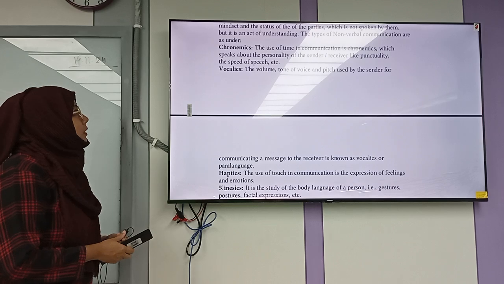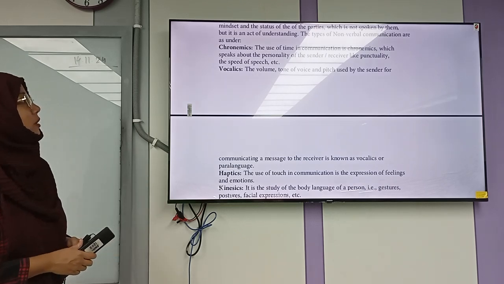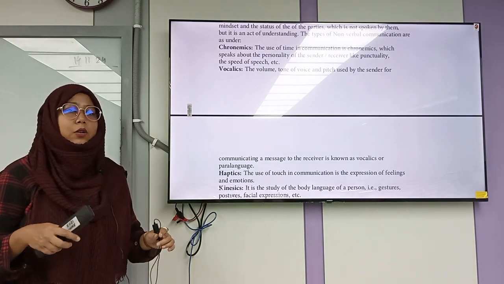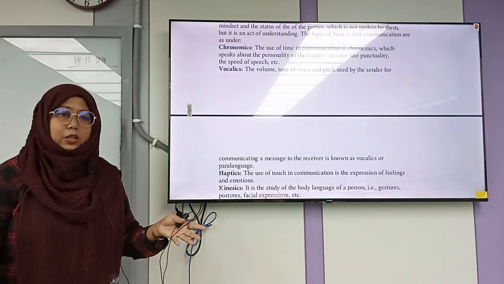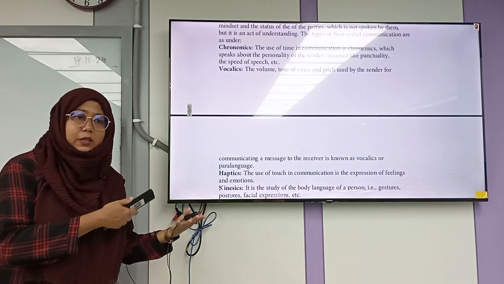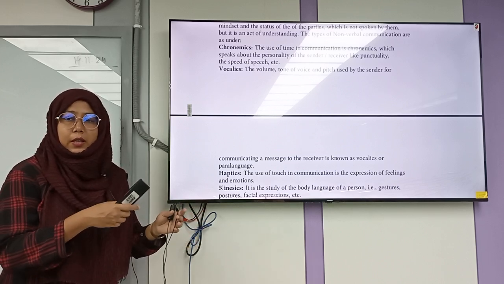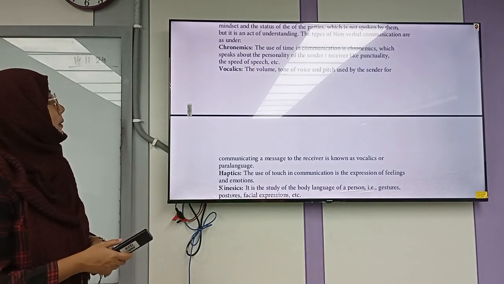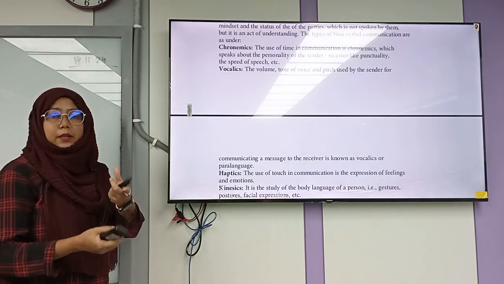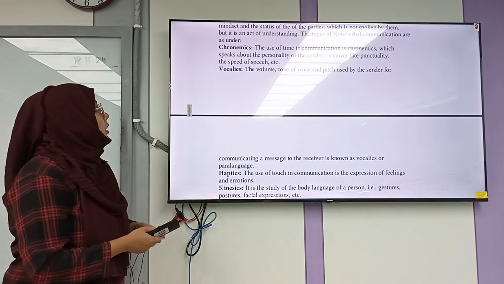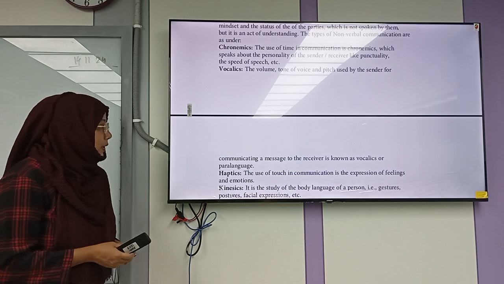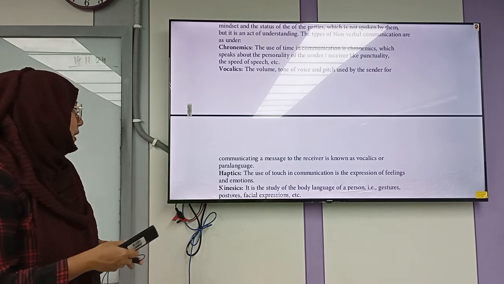Which speaks about the personality of the sender or receiver, like punctuality, the speed of speech. Okay, your punctuality, your speech speed, based on these, this is called chronemics. Vocalics: vocal means it's related to volume, your tone, the tone of your voice and pitch used by the sender for communicating a message to the receiver is known as vocalics.